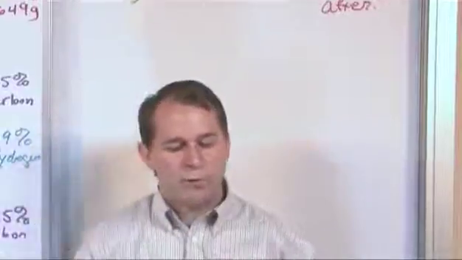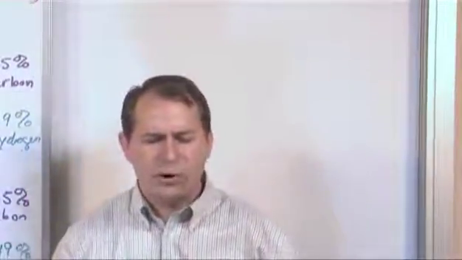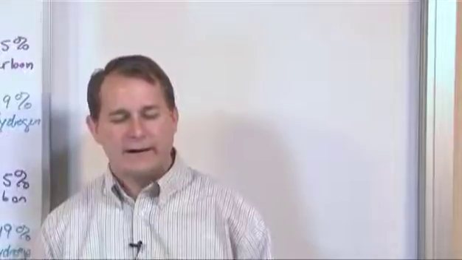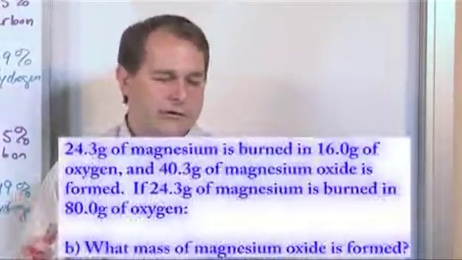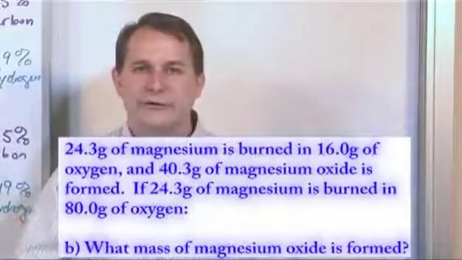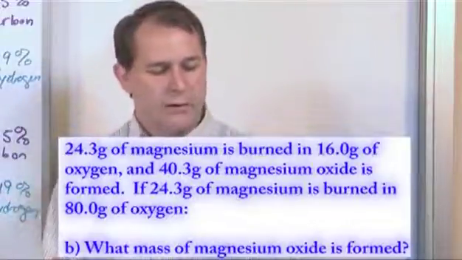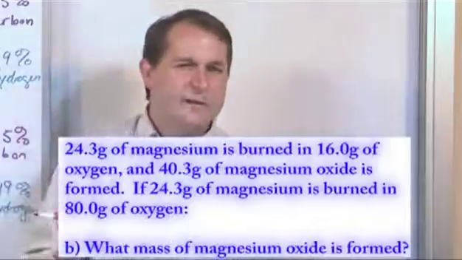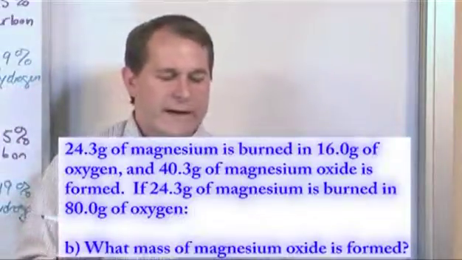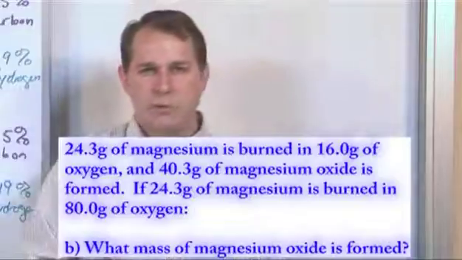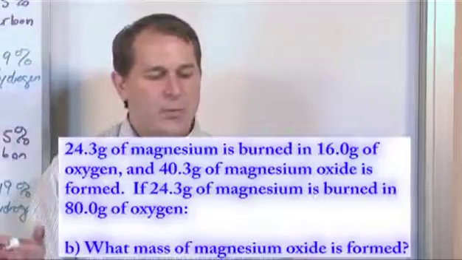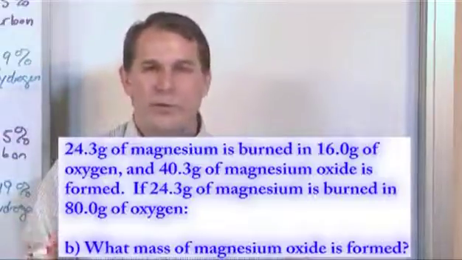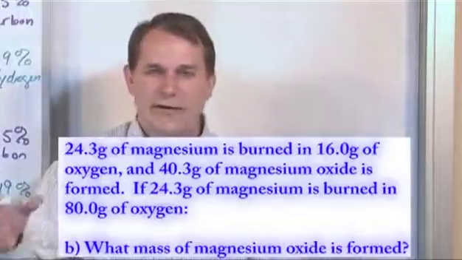We start off with 24.3 grams of magnesium, we burn it in 80 grams of oxygen, but to find the mass of the substances total after the reaction still obeys the law of conservation of mass, so we just add them together. Now our second question is, what mass of magnesium oxide is formed? And I think you can use a little bit of logic here to think about this. If we started with 24.3 grams initially, and we burned it with 16 grams of oxygen, and we only formed 40.3 grams of magnesium oxide, we used up everything.